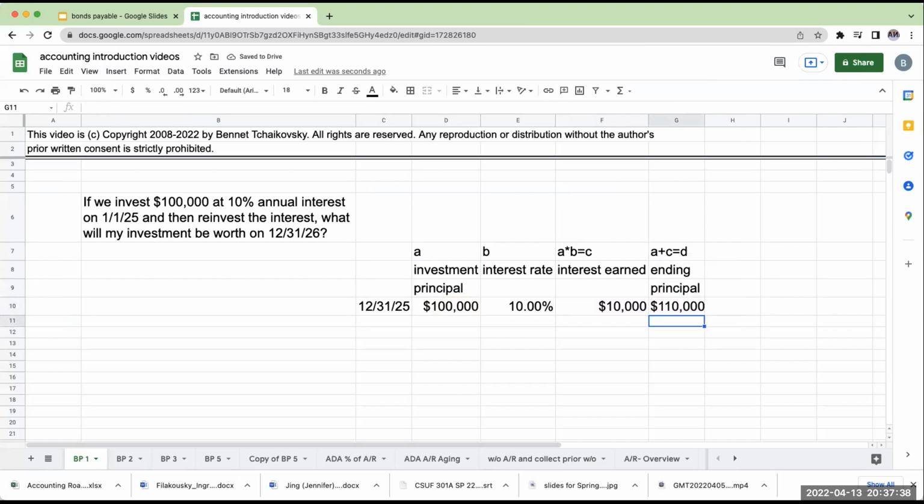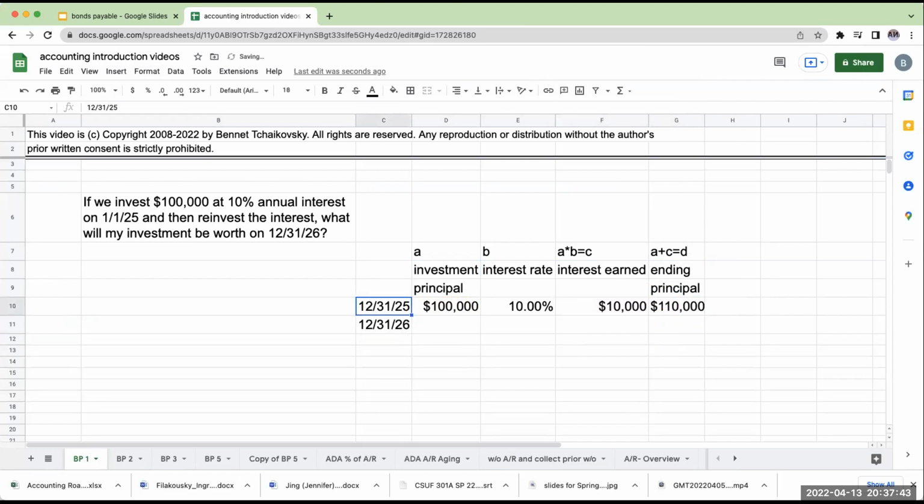Now, I'm reinvesting the interest, right? It's been a year that has passed, from 1/1/25 to 12/31/25. If I reinvest that interest, what is it going to be the next year? Well, basically, it's going to be 110,000. And if we have the same interest rate, now I'm earning interest on interest. So my interest earned is now going to be $11,000. So my ending principal balance is 121,000.